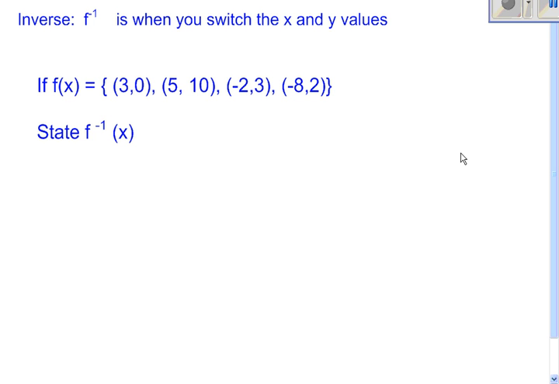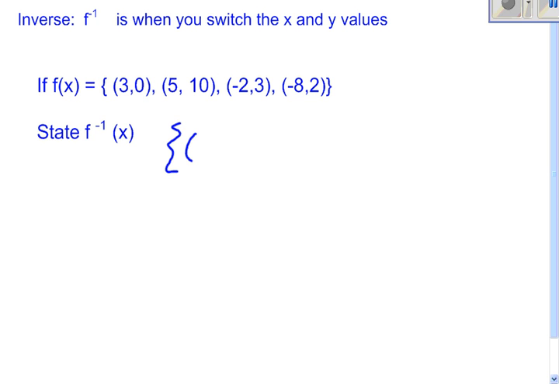Today, we are going to learn how to graph a function with its inverse, especially its inverse. So I'll start with a basic definition of an inverse. An inverse, which is written f to the negative 1 power, is when you switch the x and y values around. For instance, if f of x is (3, 0), (5, 10), (-2, 3), and (-8, 2), then its inverse function would be when we switch those values around.